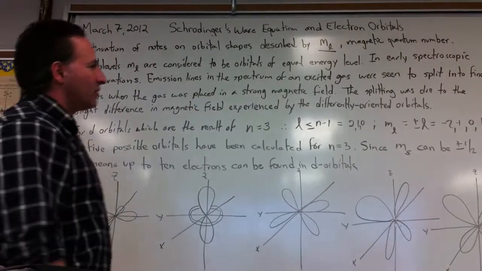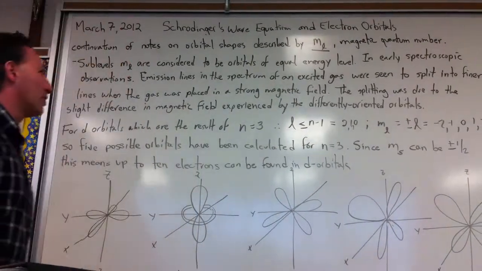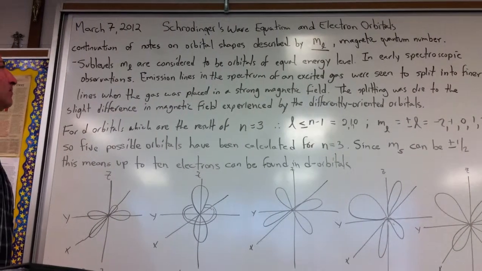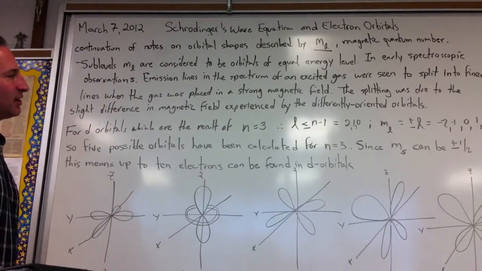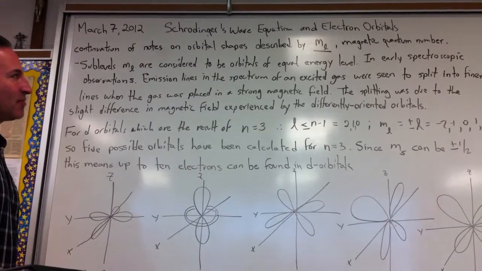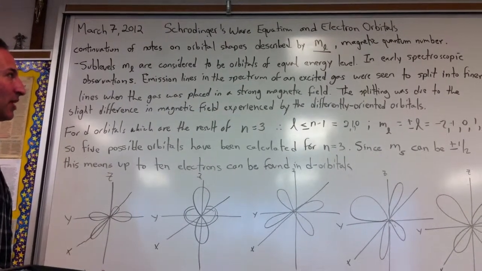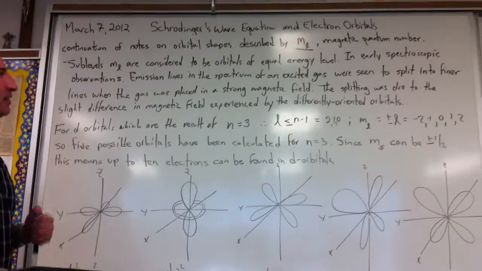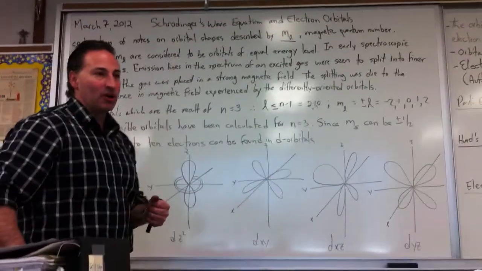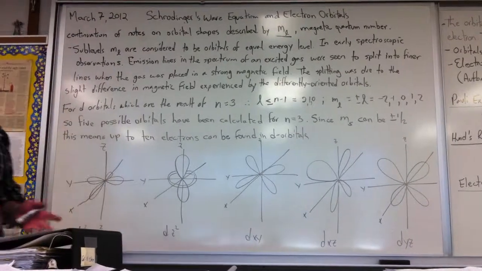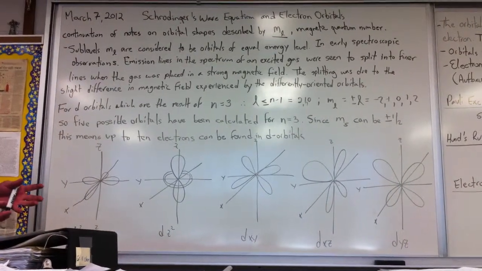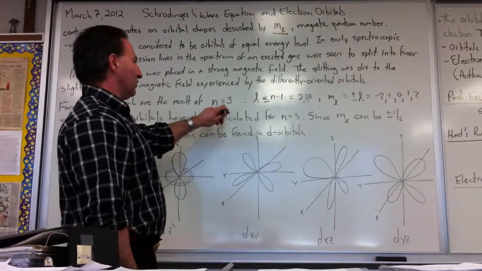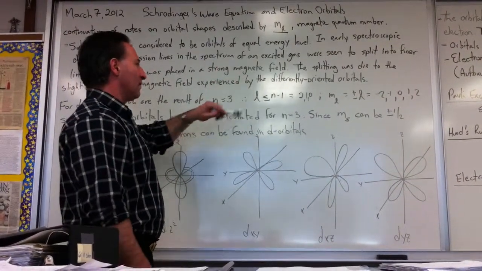Today we're continuing our discussion of the Schrodinger wave equation and electron orbitals. We were discussing yesterday about the magnetic quantum number m sub L, which is the third quantum number. We have n, we have L, we have m sub L, m sub s. The n is the principal quantum number and usually describes the size of the atom, the size of the orbital, and usually has the value of an integer, 1, 2, 3, and so on.